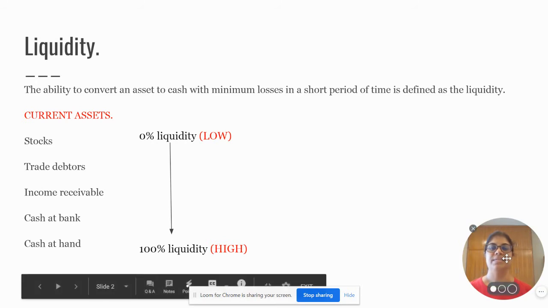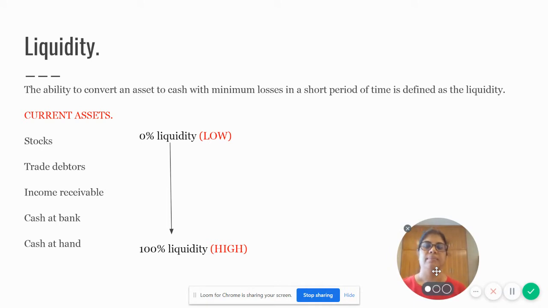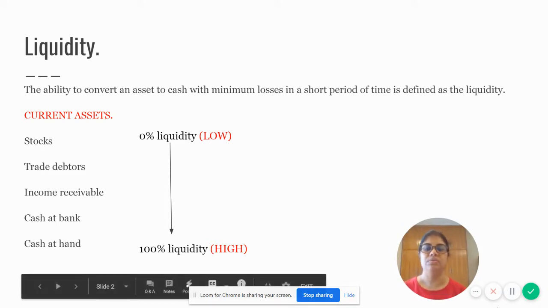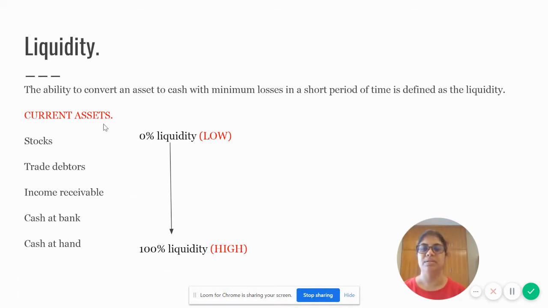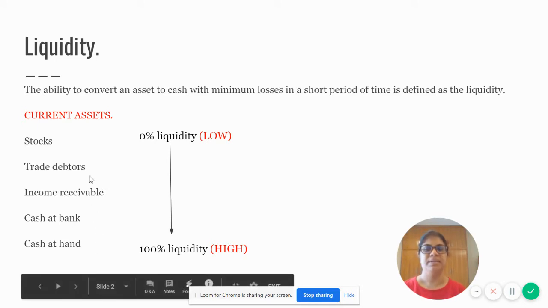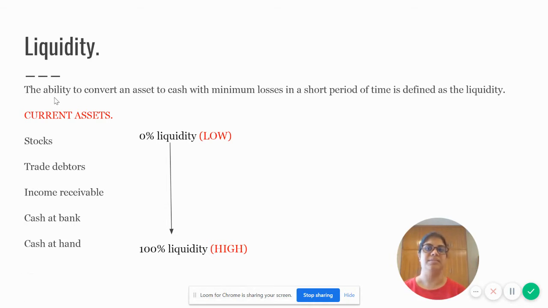When we were discussing the assets, basically the current assets, I told you the way that we are listing out the current assets elements will be according to the liquidity position. Let me clearly explain to you what this liquidity is. Liquidity is the ability to convert an asset to cash with minimum losses in a short period of time.